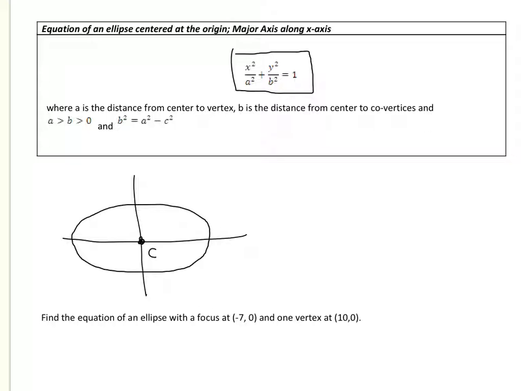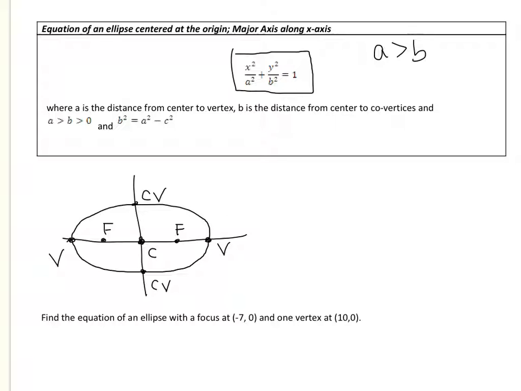Now some very important things here. We have a and b, and in this case a is always bigger than b. The bigger number is always under your major axis. So since the bigger number is under x, it'll be longer going left-right. If the bigger number was under y, which we'll do in the next one, then the ellipse would go up and down. So on this, we have the points. We have our vertex here. We have our vertex here. We have our foci right there. And we have our co-vertices down here.